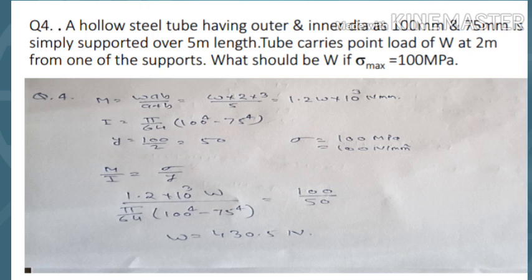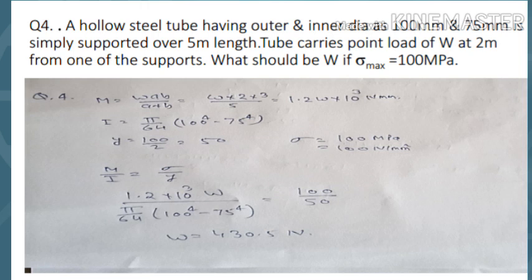I for a hollow circular section will be I equal to pi by 64 times (d naught to the power 4 minus di to the power 4). D naught is given as 100 mm and di is given as 75 mm. In this way we can calculate the value of moment of inertia about the neutral axis, I. Now y will be half of the outer diameter, that is 100 by 2, that is 50 mm. So by using this data we can calculate I and y.